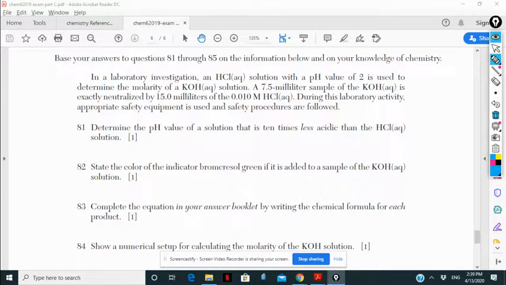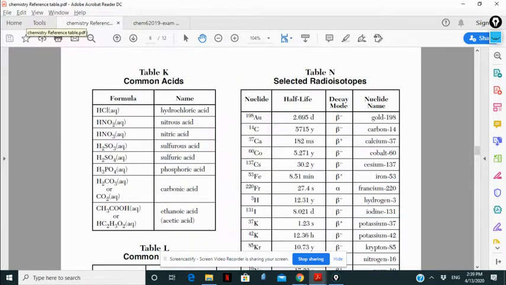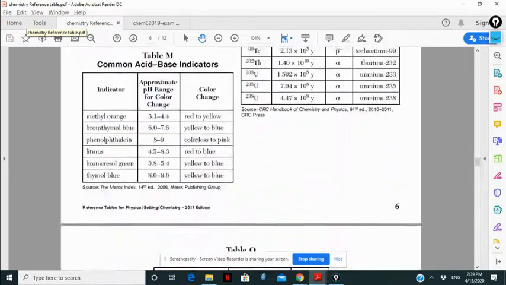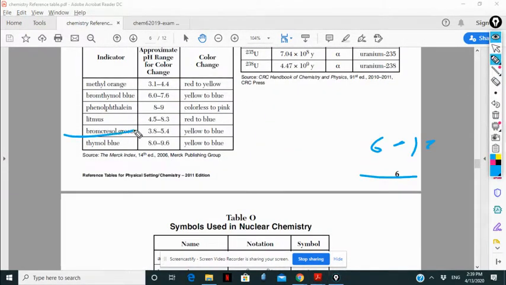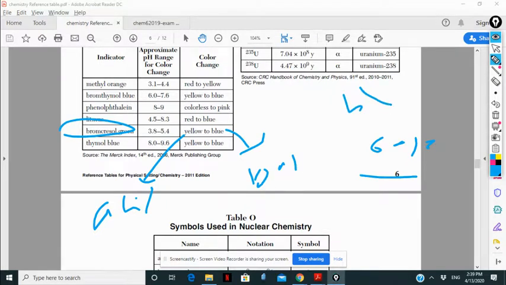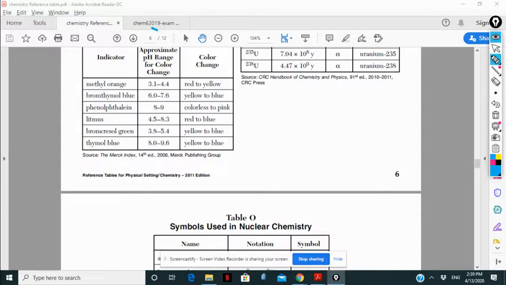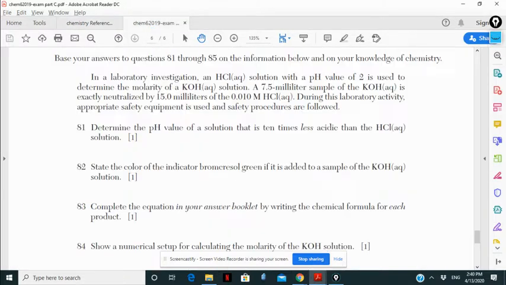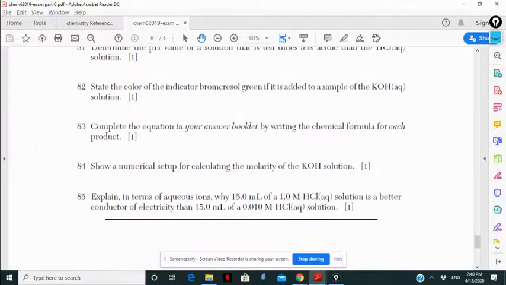State the color of bromothymol blue, bromocresol green, with KOH as the base. So I'm looking at the reference sheet, bromocresol green here. So the bromocresol green is yellow in acid and blue in base. And in that case, it's going to be blue because the KOH is a base.